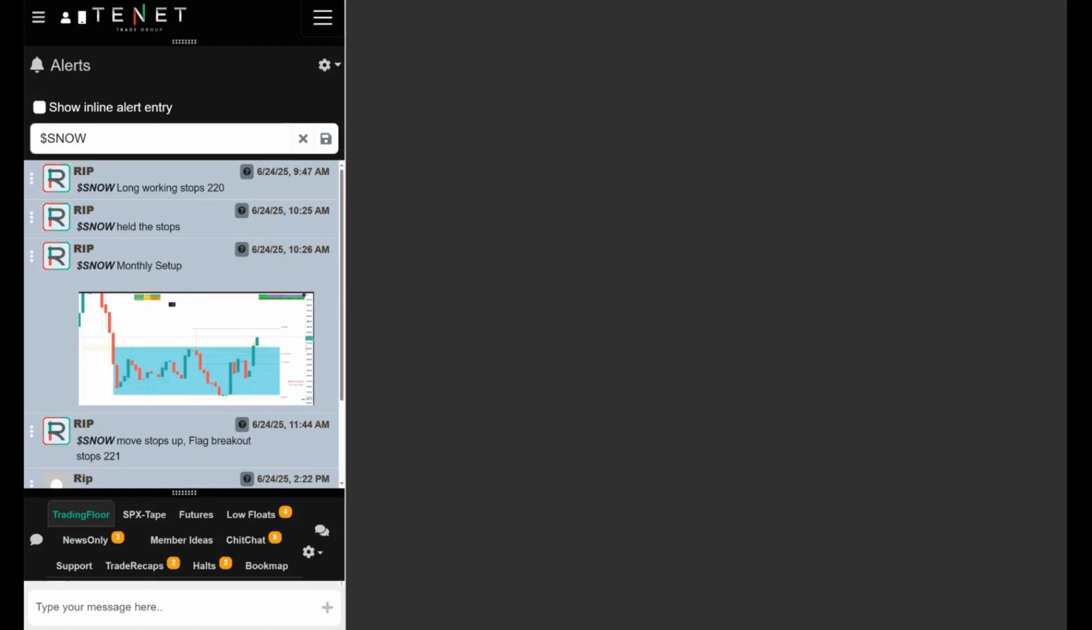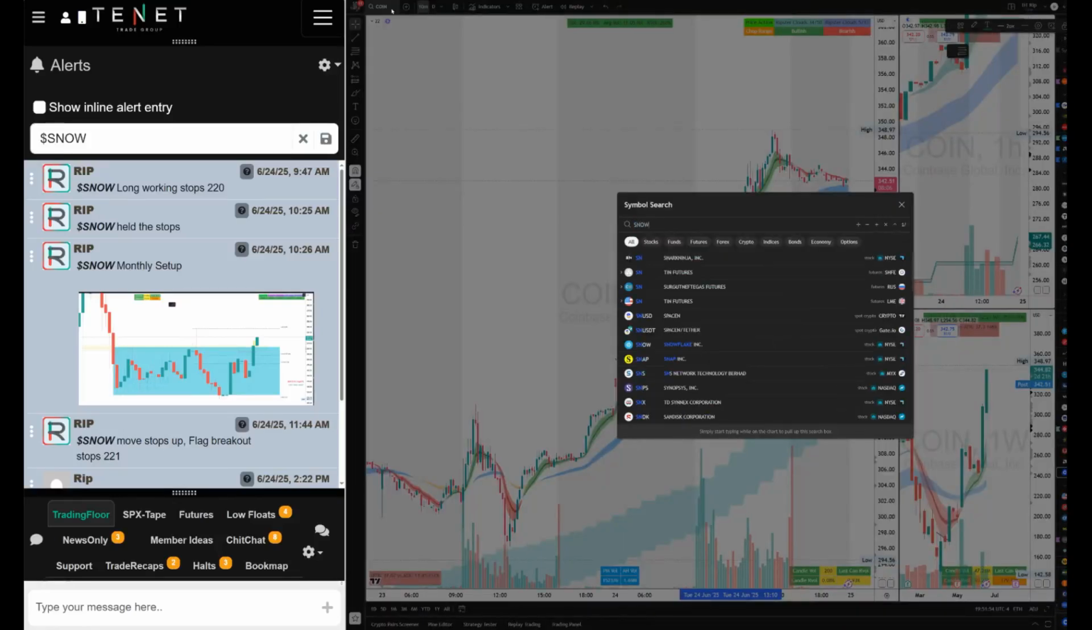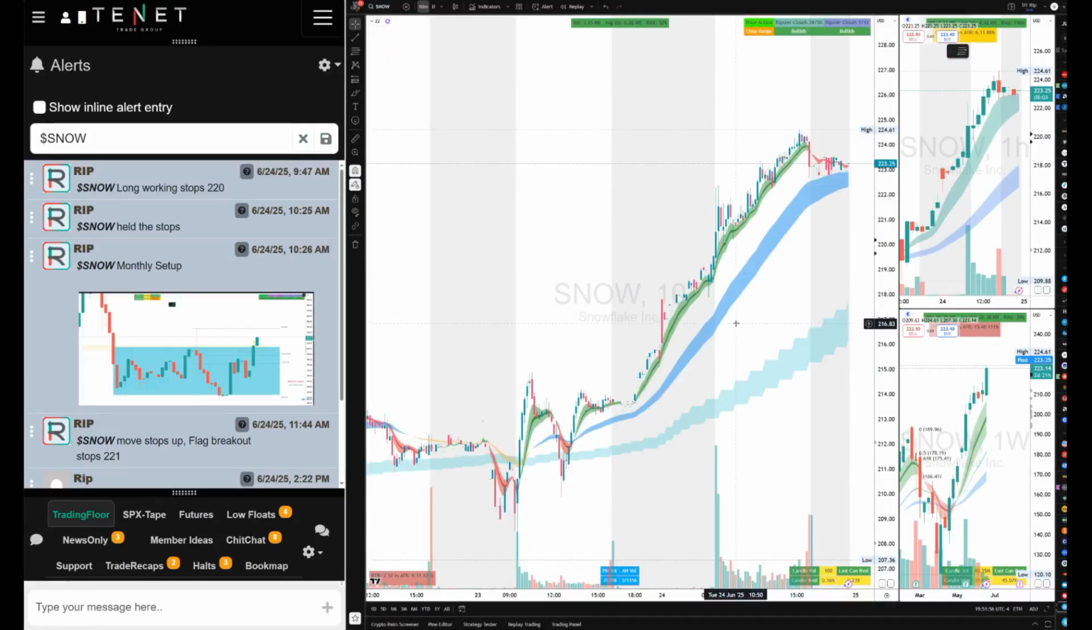All right, so let's look at the Snow trade in the community today. This one again, I mentioned the long on the voice, and as soon as the long started to work, I gave the stops of 220. You can see that I gave the stops at 220. You can still add here. You can hold it as long as 512 holds.